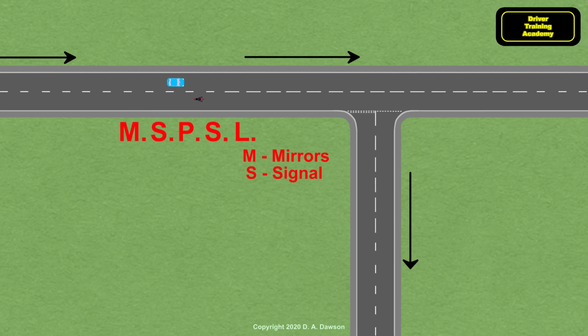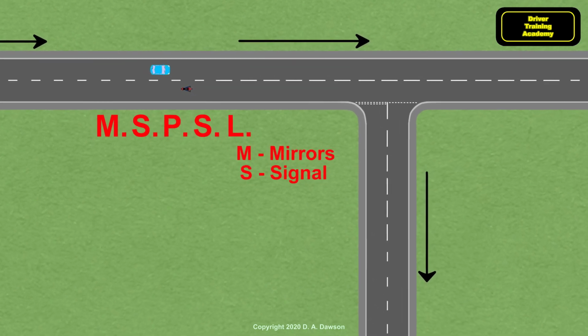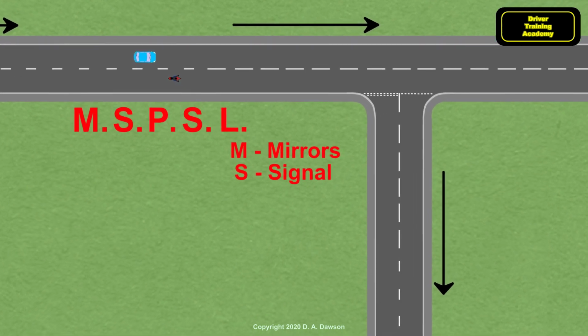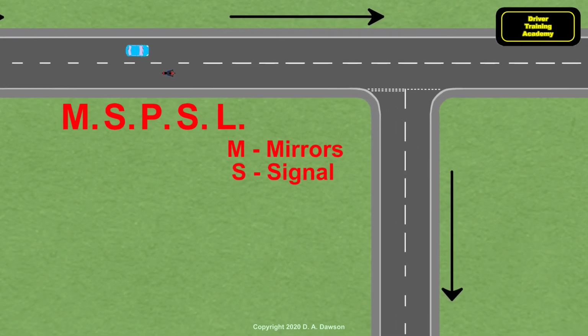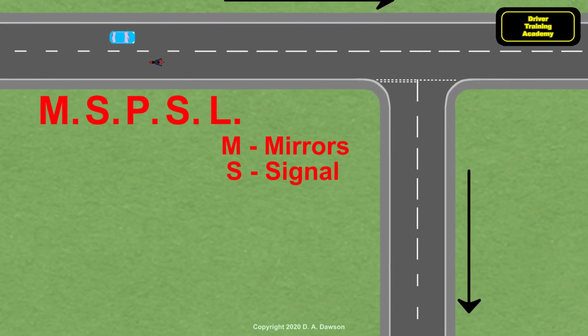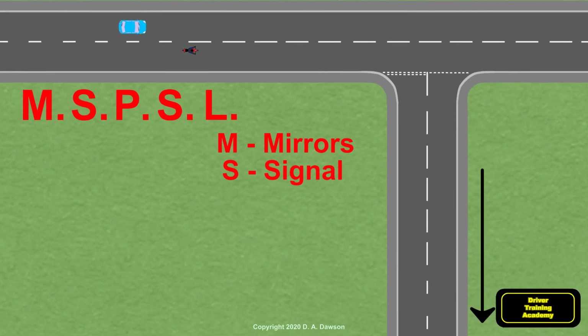S is for signal. We need to let other road users know what we're planning before we adjust our position or change lanes. Just like the left turn, signal if any other road users may benefit, including cyclists and pedestrians, but do not confuse other road users. Your signal should also warn following vehicles against overtaking you. By the way, that really wasn't a good place for an overtake.